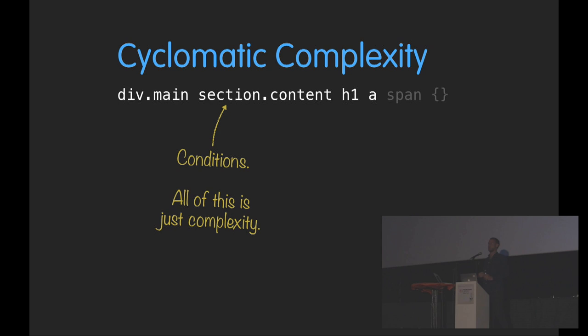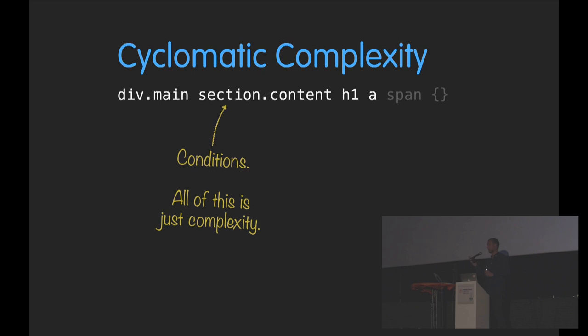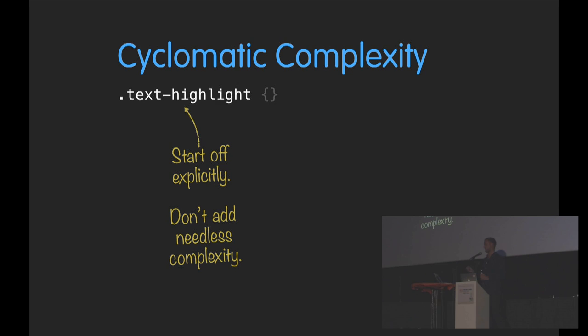The problem we've got here is we started off with a very, very broad subject. Just find a span is going to match a lot of the DOM. Because that was such a broad subject, we have to then write all of this to narrow that down. We have to say, well, actually, if this, and if this, and if this, all the way up to 7 if statements, then we get a match. This is bad CSS. This is way too verbose. It's way too long-winded. Instead, we should start off with a much more explicit subject. Swap out that span just for a text highlight class, for example. So using extra classes in your CSS allows you to reduce cyclomatic complexity.